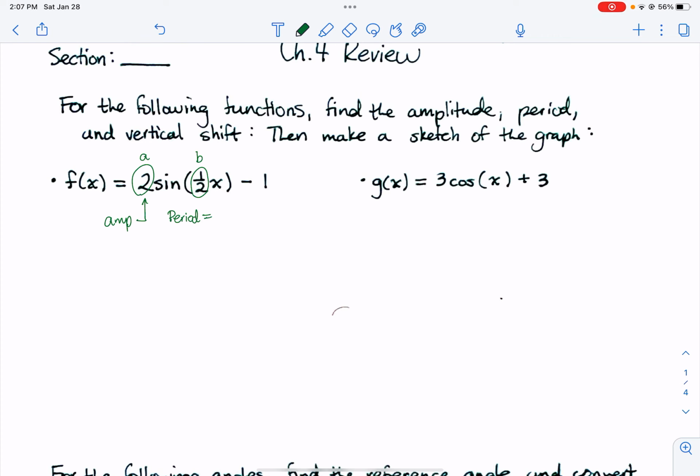So the period, remember, is 2 pi divided by b, which in this case would be 2 pi divided by 1/2, right? That's going to become 4 pi. So it takes 4 pi units for this sine function to repeat itself. And this minus 1 out here, that's going to be my vertical shift, right? So if you think back to function transformations, that's going to move the graph down by 1 unit.